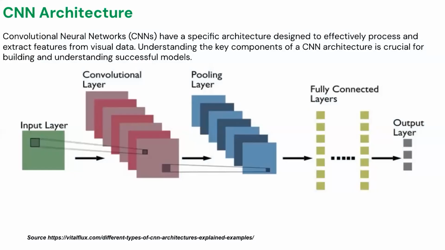So a very simple CNN architecture will involve your input layer along with a convolution layer, which will convolve, then the pooling layer and then the fully connected layer, which can perform different kinds of classification and detection level tasks.